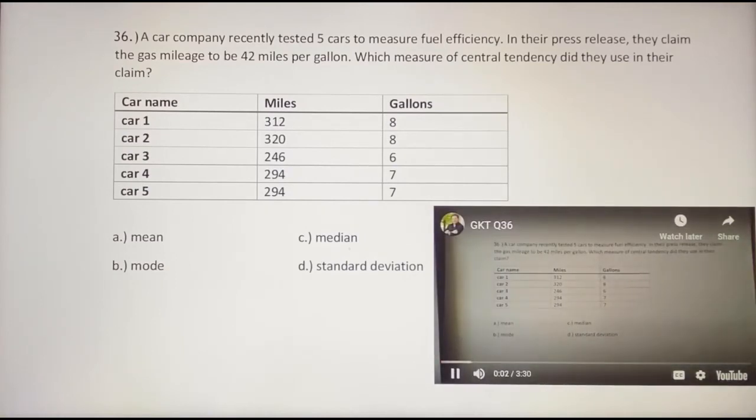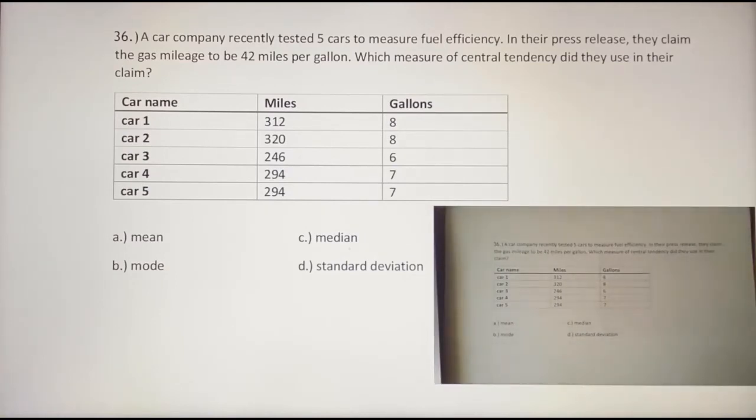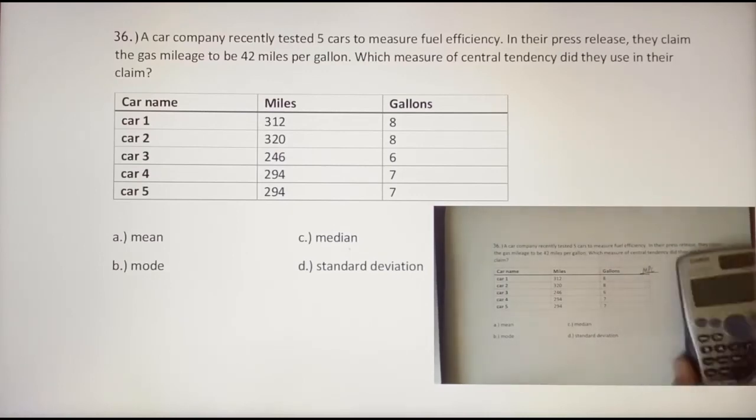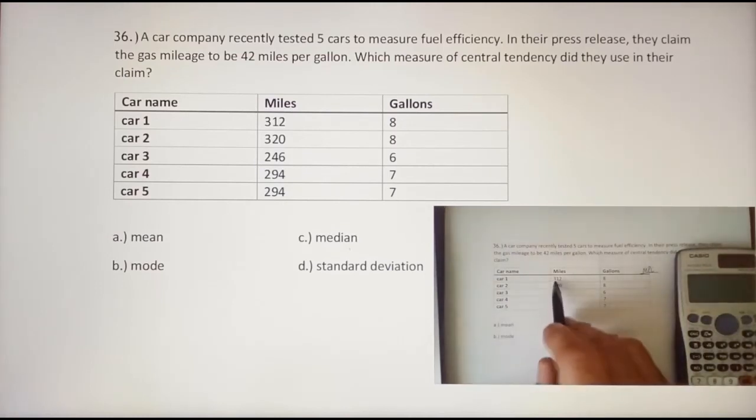In this problem, we're going to need to figure out which of the measures of central tendency, of which there are 4 options here, the company used when they said that their car gas mileage is 42 miles per gallon. The first thing we need to do is figure out the miles per gallon for each of these cars, right? You're going to do that by taking the miles driven and dividing by the gallons.